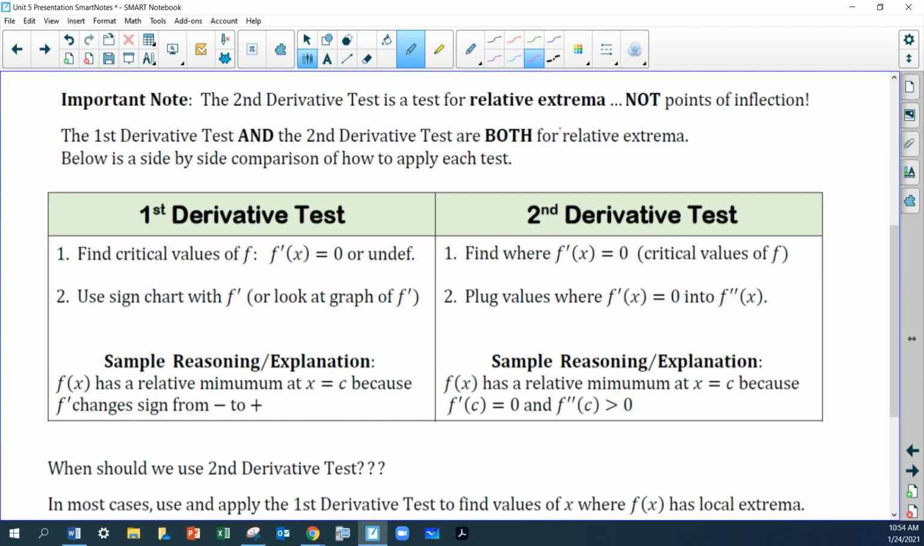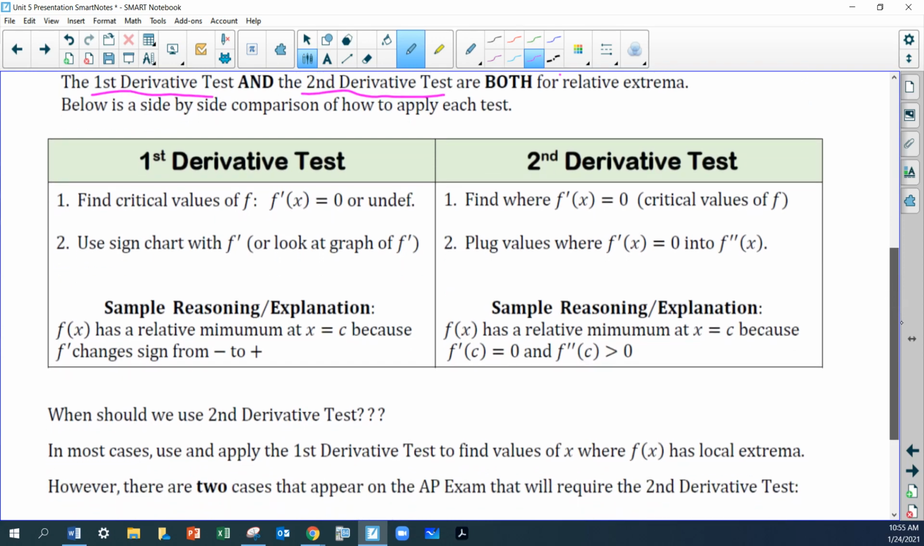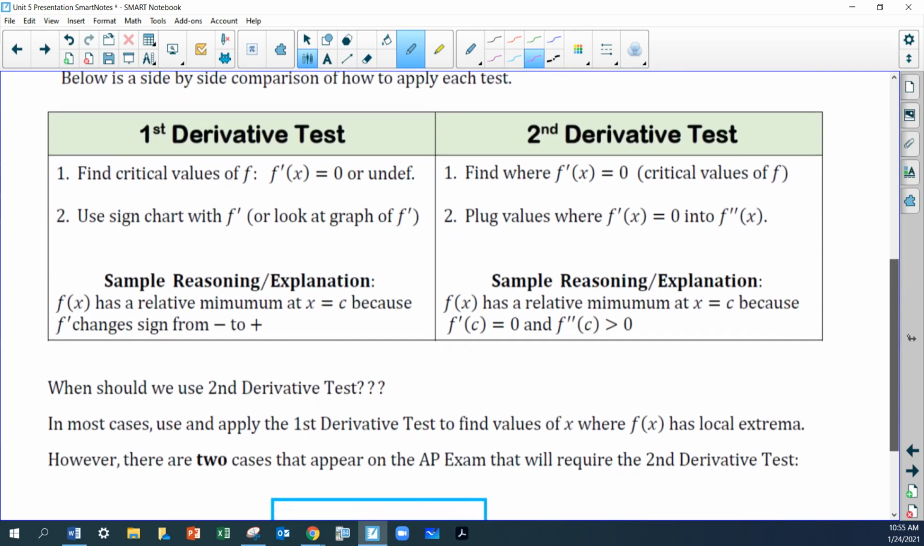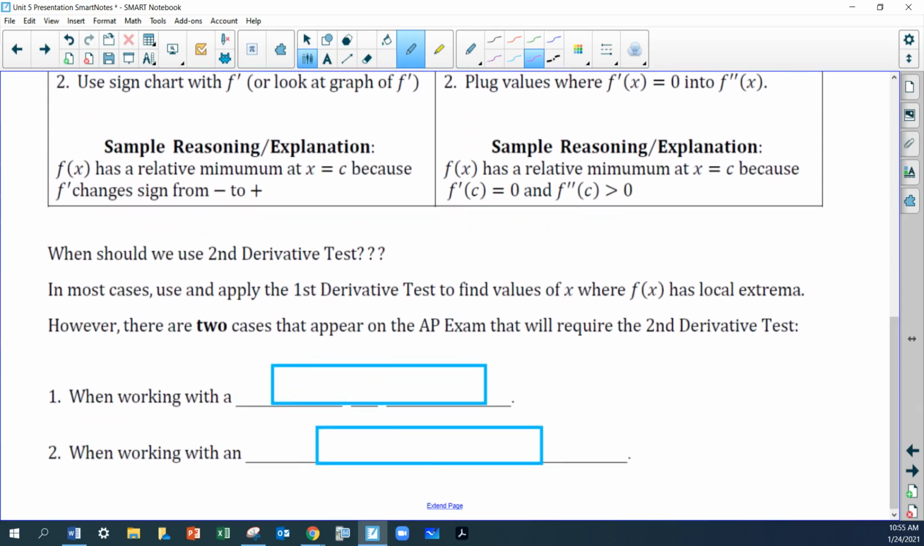The first derivative test and the second derivative test are both about relative extrema, and that really has more to do with naming conventions. If I refer to the second derivative test, I don't want you to think that's going to be talking about points of inflection or concavity. Below is a side-by-side comparison, you can read through that.